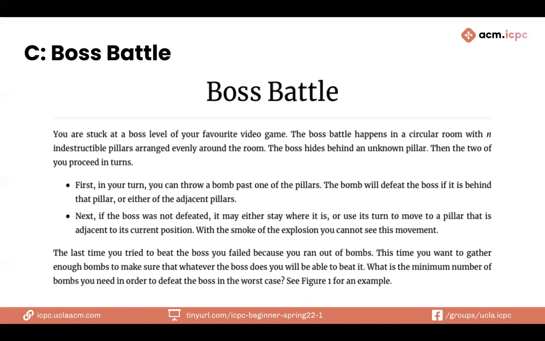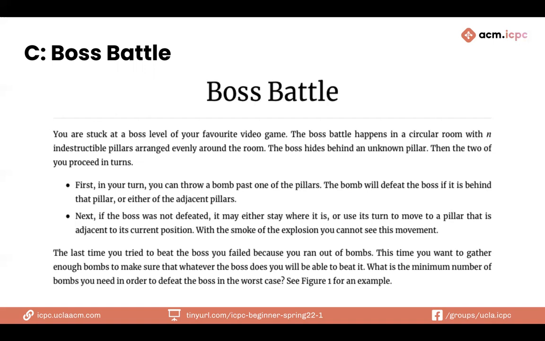You are stuck at a boss level of your favorite video game. The boss battle happens in a circular room with n indestructible pillars arranged evenly around the room. The boss hides behind an unknown pillar. Then the two of you proceed in turns. First, in your turn, you can throw a bomb past one of the pillars. The bomb will defeat the boss if it is behind that pillar or either of the adjacent pillars.